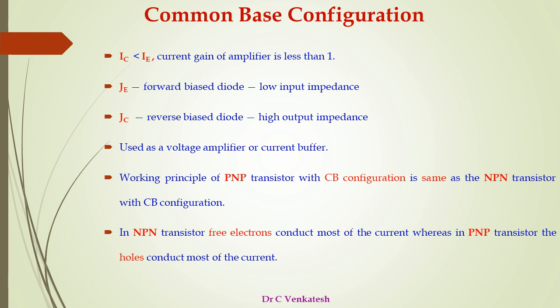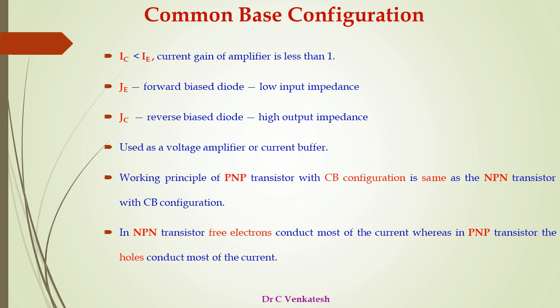We know that emitter current is the input current and the collector current is the output current. The output collector current is less than the input emitter current. So, the current gain of the common base amplifier is actually less than 1. In other words, the common base amplifier attenuates the electric current rather than amplifying it.